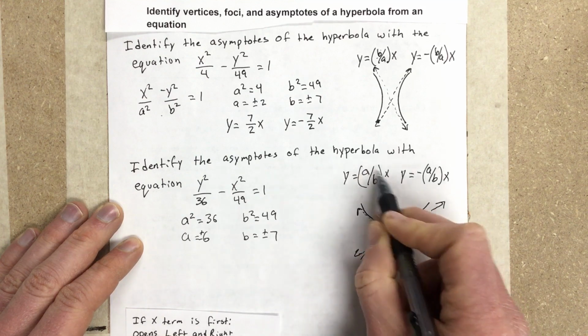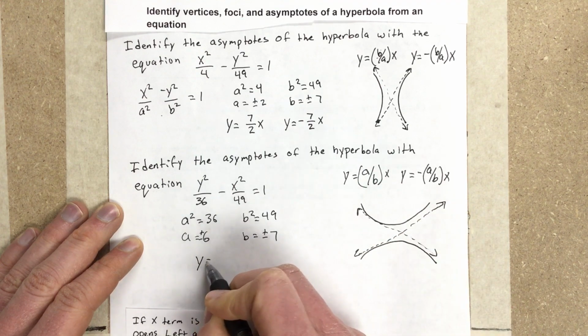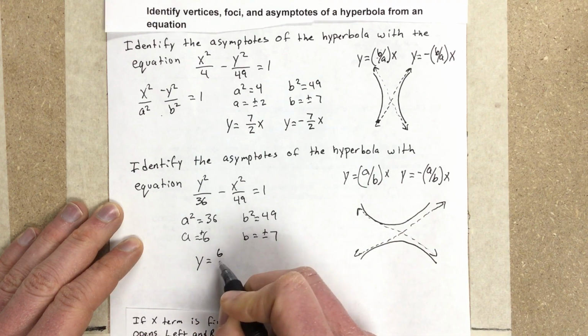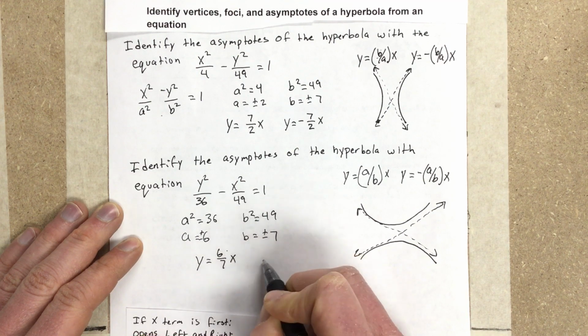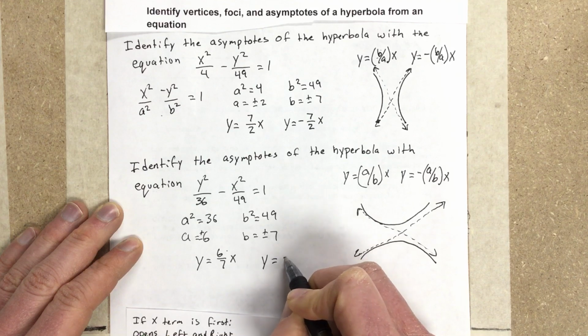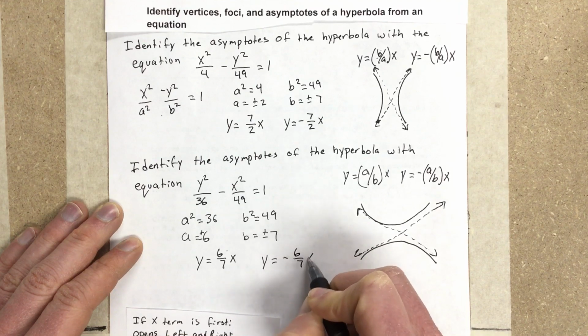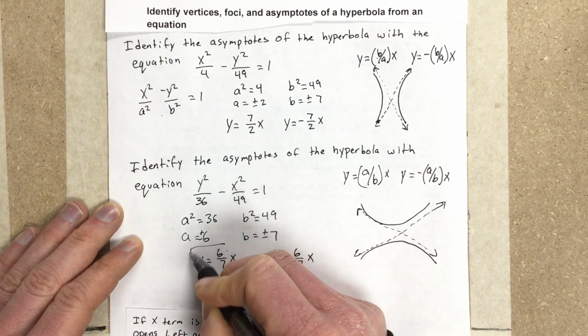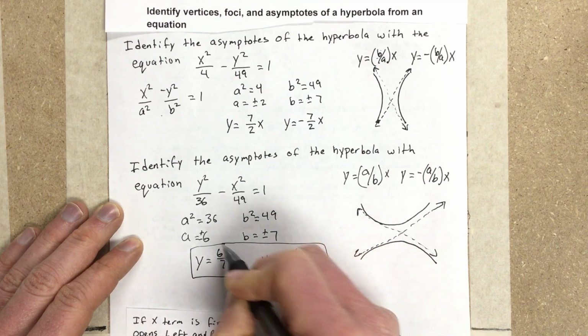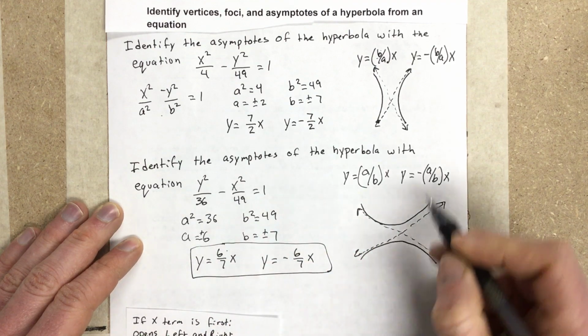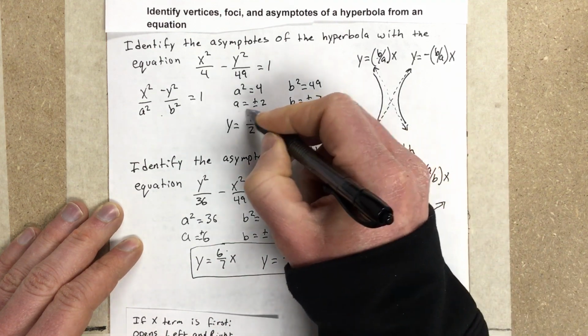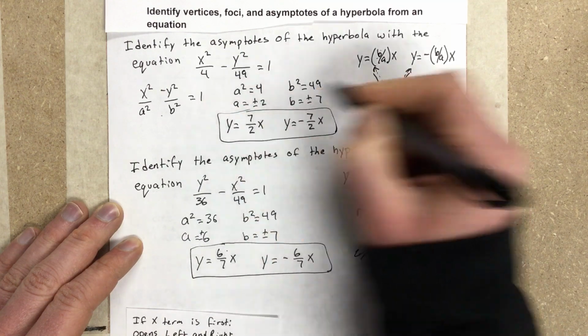So now we're going to use these equations. We say y is equal to 6 over 7x, and then y is equal to negative 6 over 7x. So these are the asymptotes that are drawn right here in this graph, and these would be the asymptotes that are drawn in this graph.